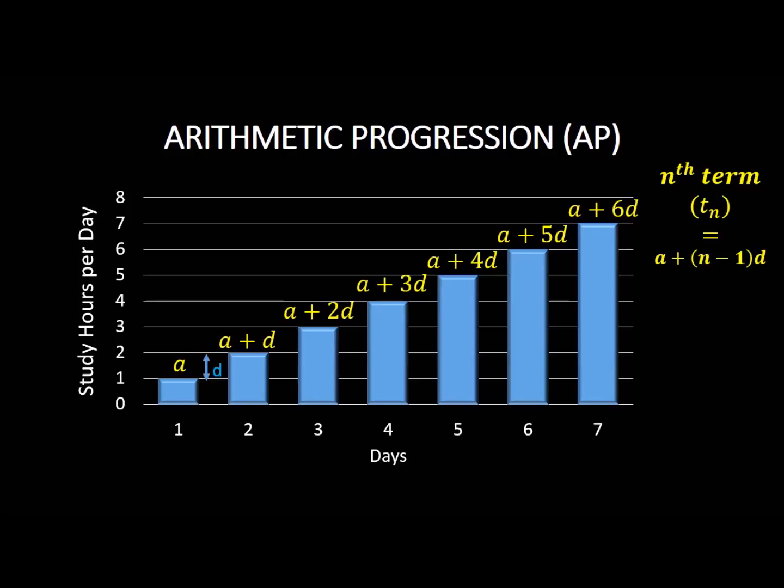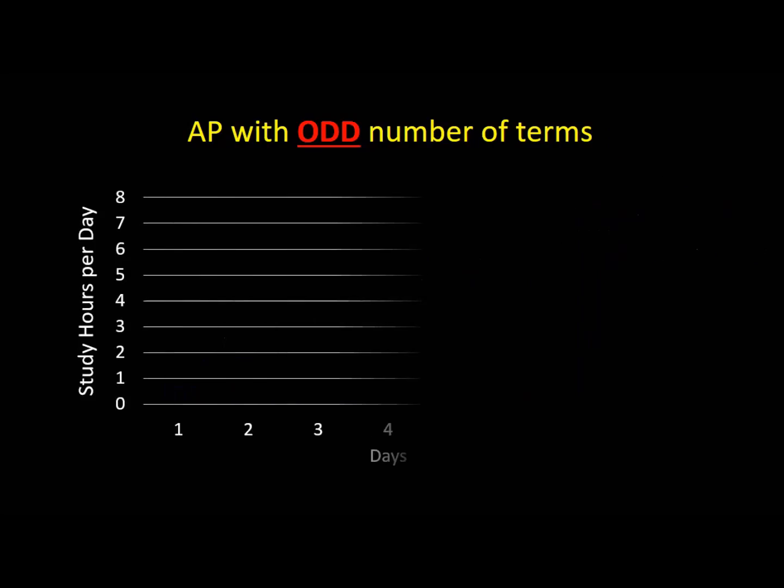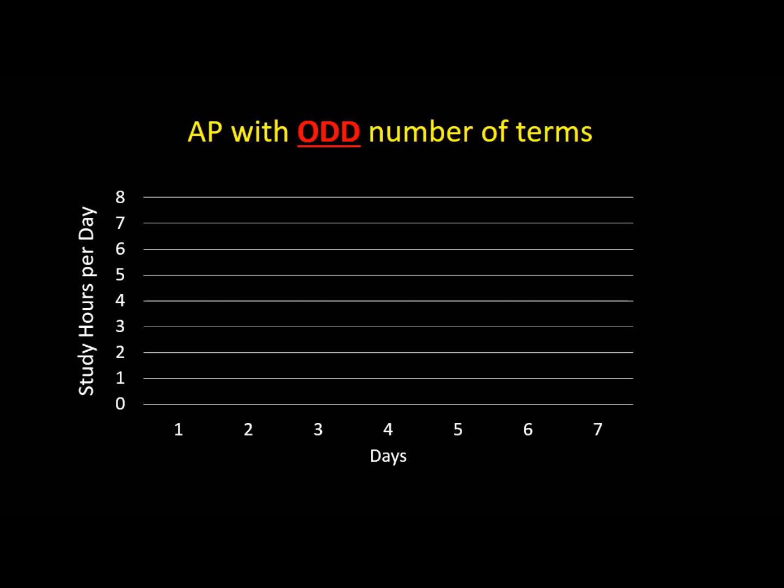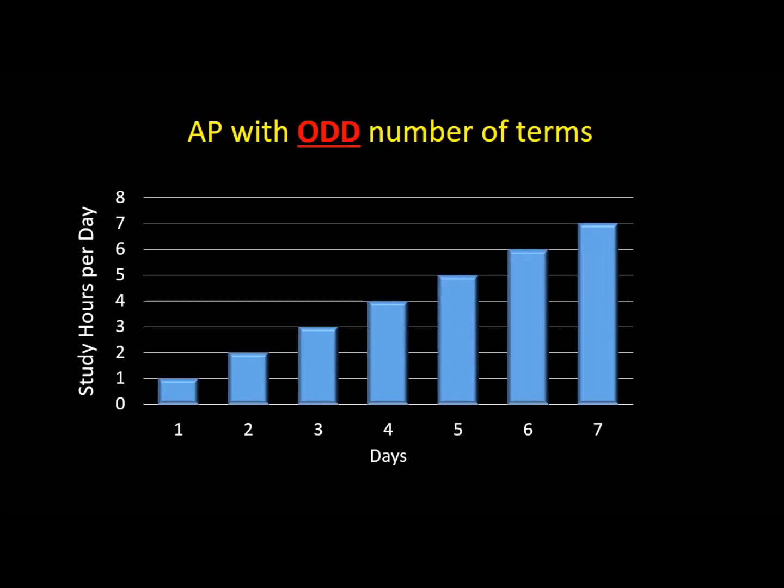Now we move on to another system of naming an arithmetic progression. So if you're given an arithmetic progression with an odd number of terms, so let's say you have an AP with 7 terms, okay, an odd number of terms. According to this system, you find the middle term. In this case, it will be the fourth term, T4, and you call it A.